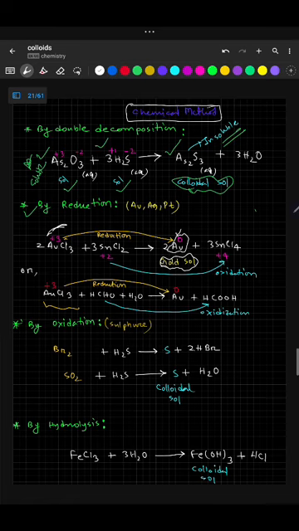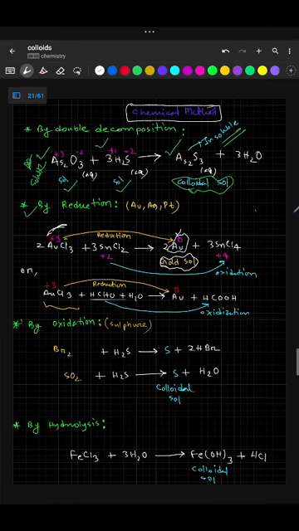And after that, here the reduction is done by SnCl2, and here the reduction is done by formaldehyde, which, as we know from organic chemistry, works as a reducing agent. So I hope you understood.